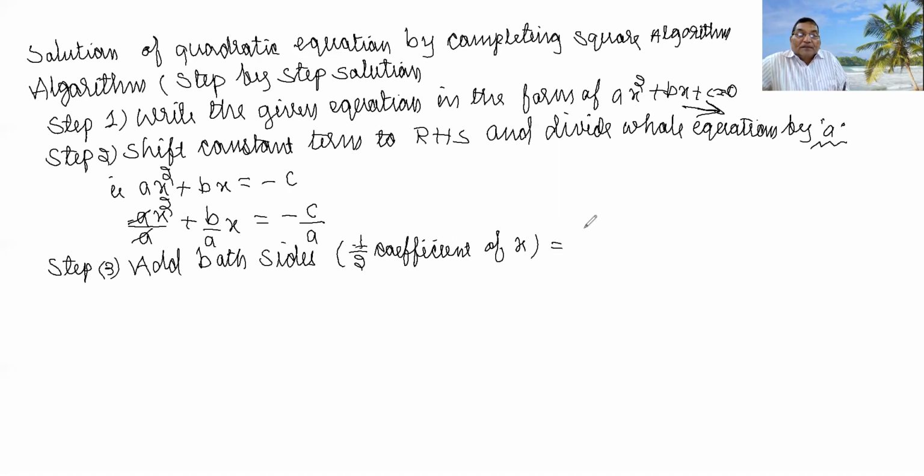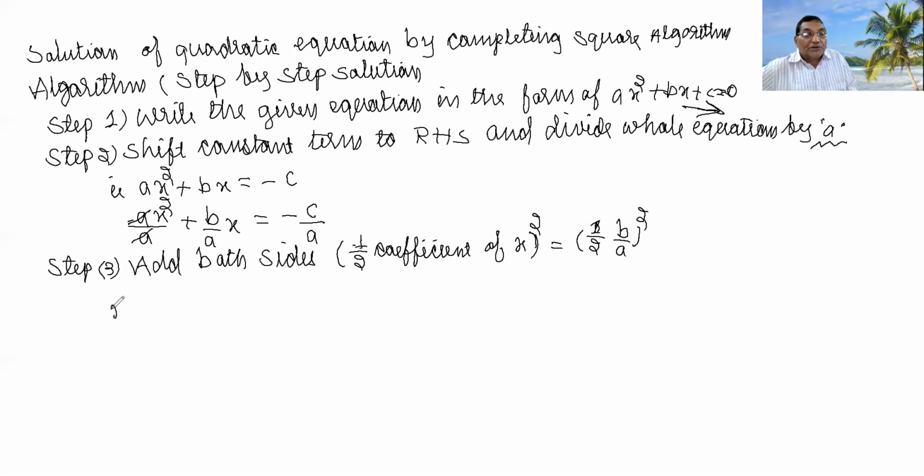What is this? Half coefficient of x. Coefficient of x is b upon a. Add half coefficient of x bracket square, means this bracket square. Look here, both sides add half coefficient of x bracket square. Half coefficient of x is b upon a bracket square.